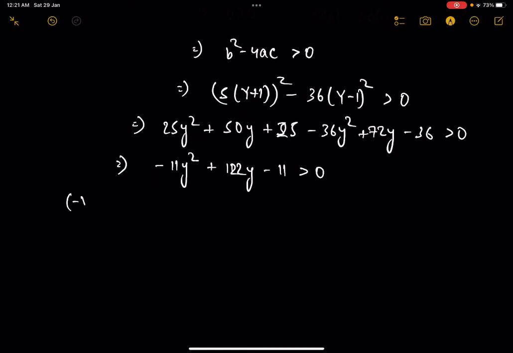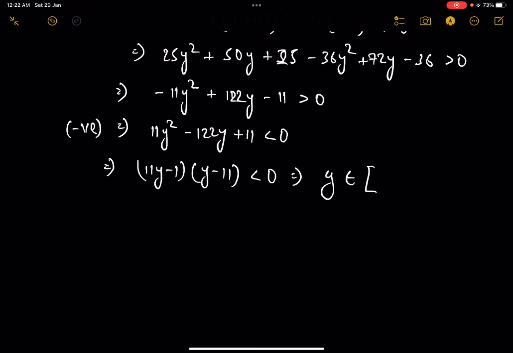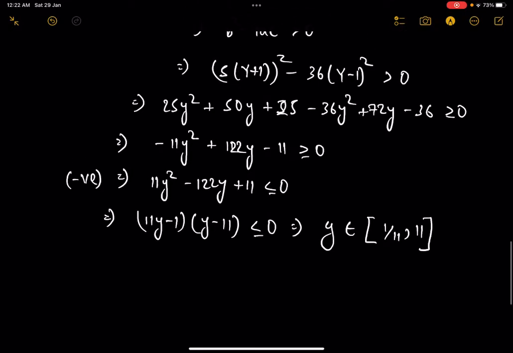So here we can multiply with negative, to get the coefficient of the highest degree positive, and that will be 11y square minus 122y plus 11, which will be less than 0, and then when we solve it, we will get 11y minus 1 times y minus 11 less than 0, and here we get the range of y, and that will be 1 by 11 to 11 with close brackets. So here I forgot to give the equality, so it will be equality here.